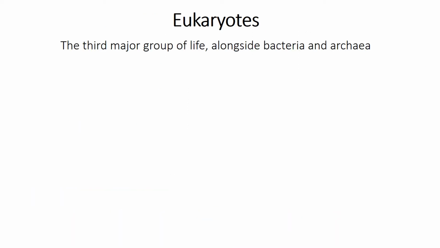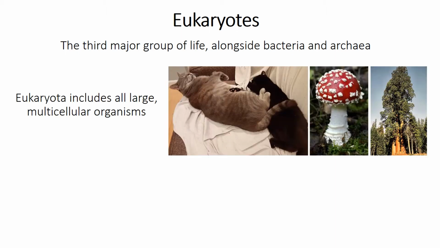Well, prior to the GOE, life would have been bacteria and archaea that didn't need oxygen. But there is a third group of life, the eukaryotes. And so eukaryota includes all of the large multicellular organisms that you're familiar with. Animals, fungi, plants are all eukaryotes.